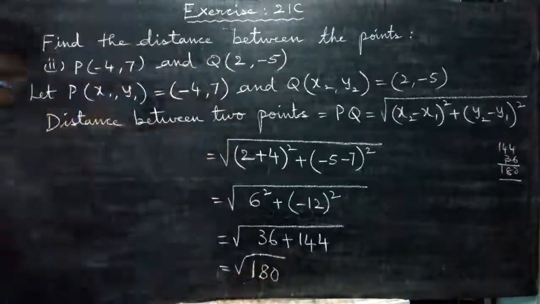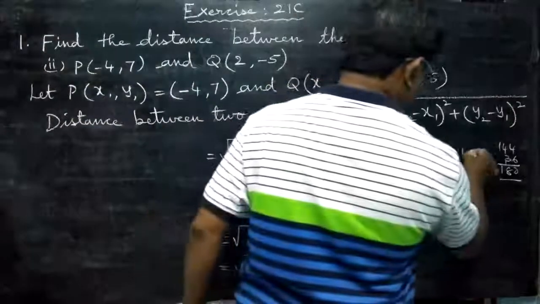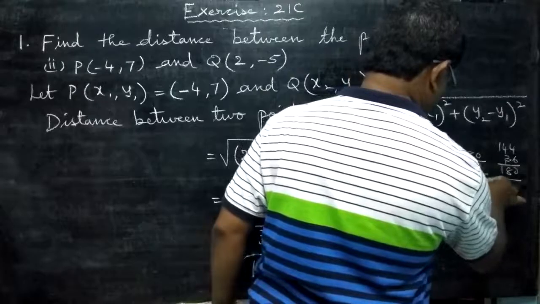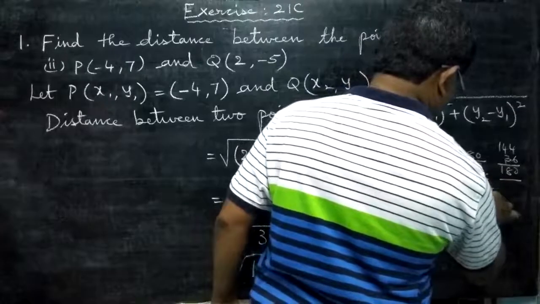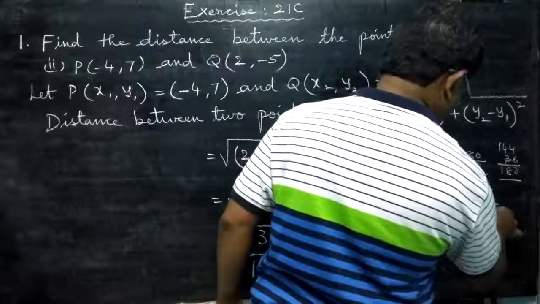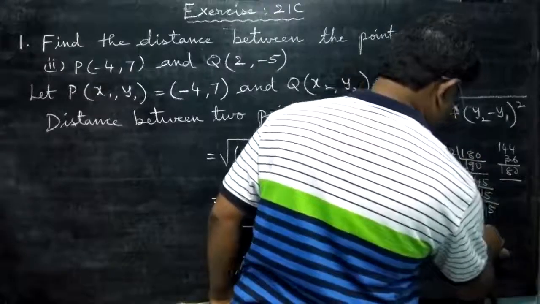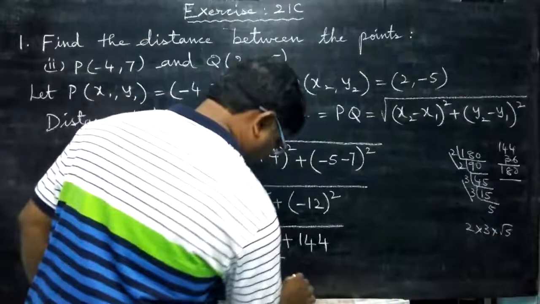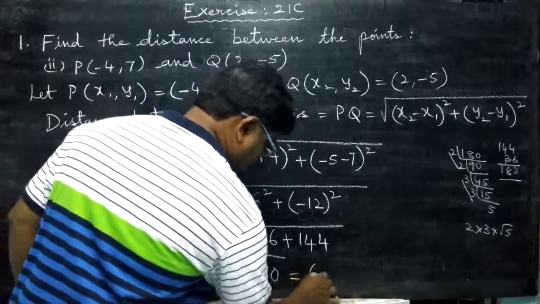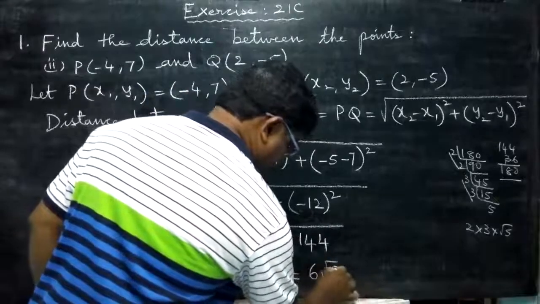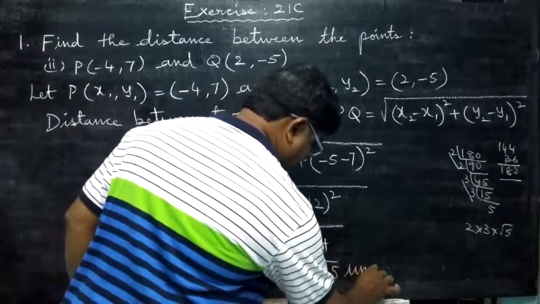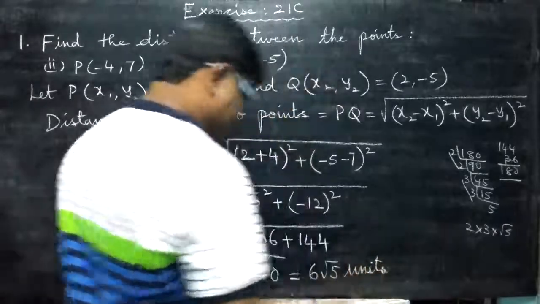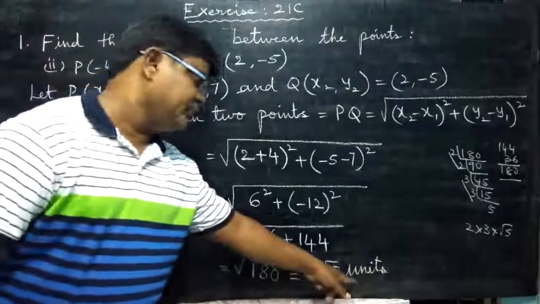If you want, you can write like this also. I will find factors: 2 table goes 90 times, 2 table goes 45 times, 3 table goes 15 times, again 3 table goes 5 times. For 2 twos, one 2 will come outside. For 3 threes, one 3 will come outside, and root 5. So 6 root 5. We don't know the correct measurements, whether meters or centimeters. In general, we will write units. 6 root 5 units.